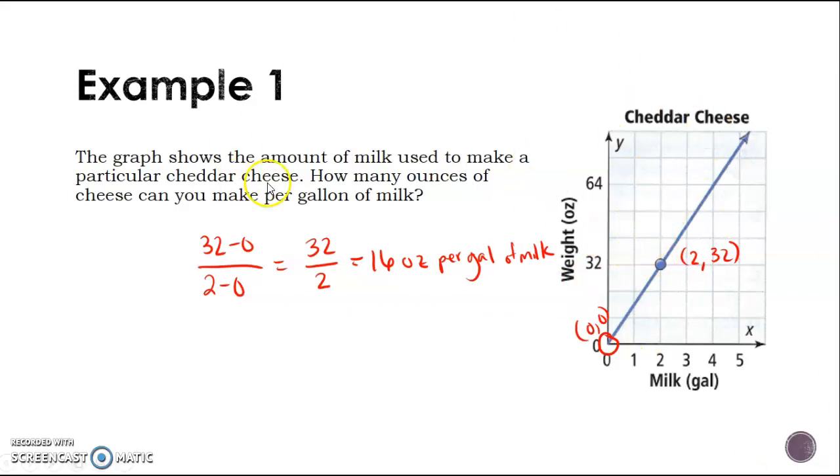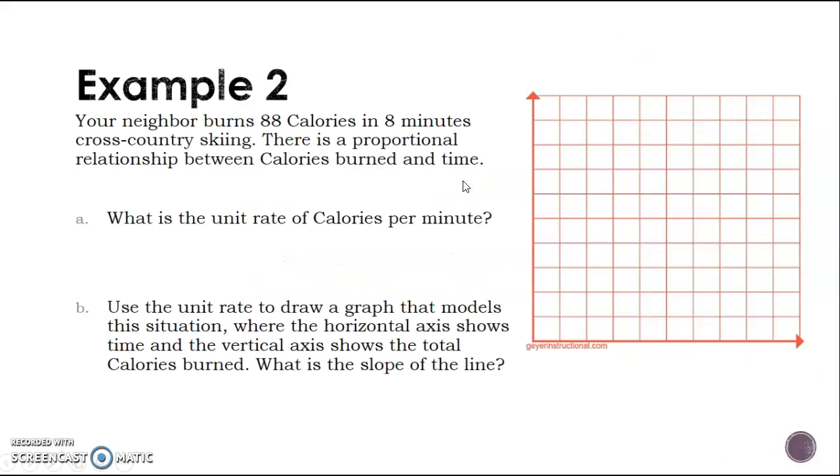All right, next problem. Example 2. Your neighbor burns 88 calories in 8 minutes cross-country skiing. There is a proportional relationship between calories burned and time. So again, that just means that we're starting at (0, 0), which makes sense, right? If I haven't exercised any minutes, then I have not burned any calories going cross-country skiing. So what we want to know is what is the unit rate of calories per minute.